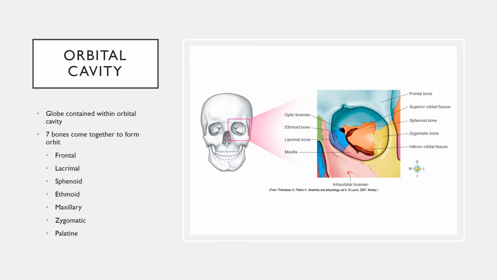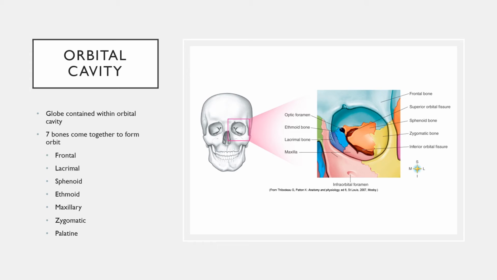All right, so we're going to start out with some anatomy, as we usually do. We're going to start with the orbital cavity. The globe is contained within the orbital cavity, and there are 7 bones that come together to form the orbit. Those are the frontal, lacrimal, sphenoid, ethmoid, maxillary, zygomatic, and palatine. The palatines are paired, and those are what are going to form the orbital floor.